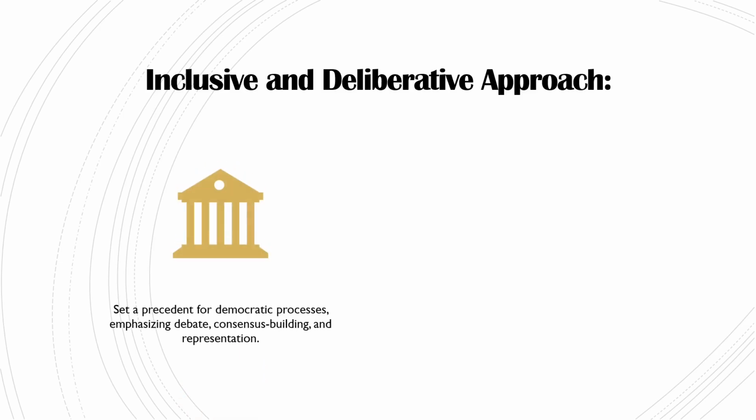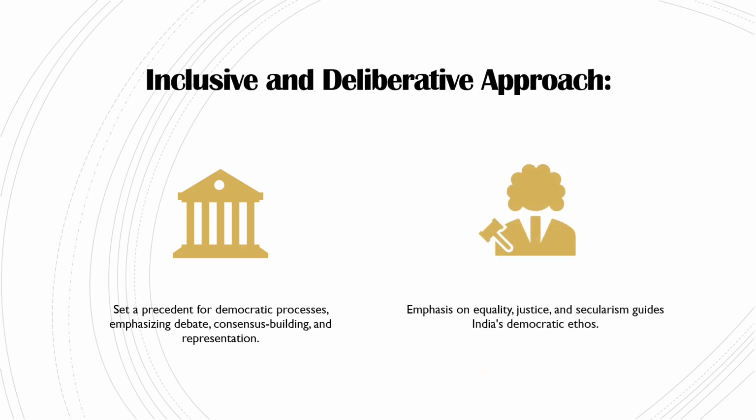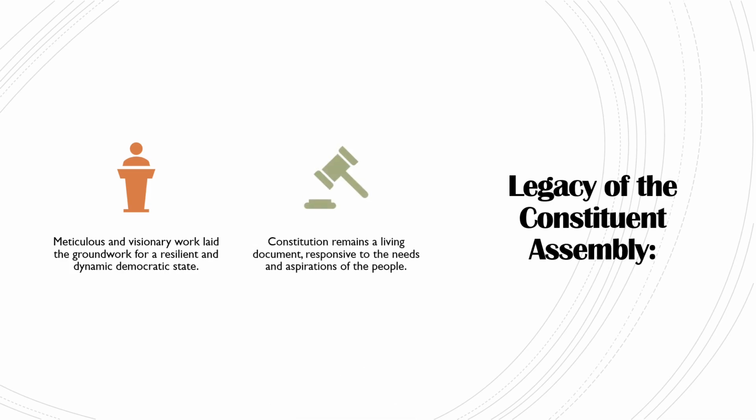The Assembly's inclusive and deliberative approach set a precedent for democratic processes in India. It demonstrated the importance of debate, consensus building, and representation in decision making. The Constitution's emphasis on justice, equality, and secularism continues to guide India's democratic ethos. The Constituent Assembly, through its meticulous and visionary work, laid the groundwork for a resilient and dynamic democratic state, ensuring that the Constitution remains a living document, responsive to the needs and aspirations of its people.